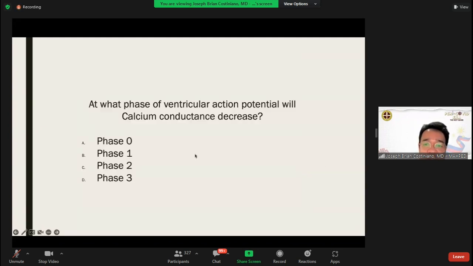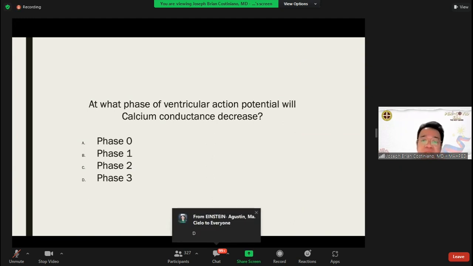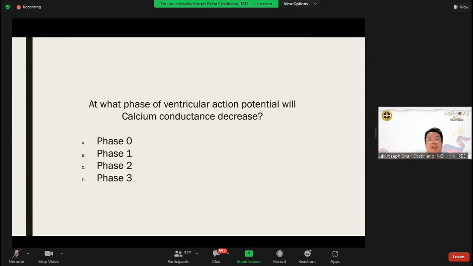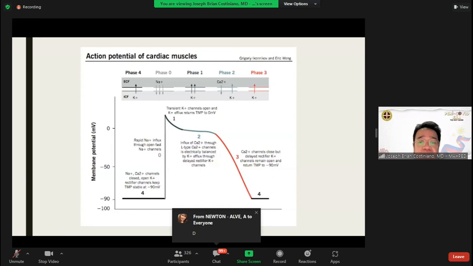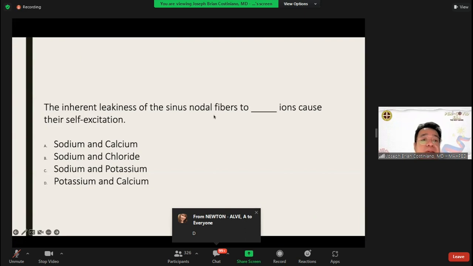Okay, at what phase of the ventricular action potential will calcium conductance decrease? Decrease is what we are asking here. Calcium conductance. Is it phase 0, 1, 2, or 3? Okay, most of you answered letter D, phase 3. And the answer is indeed phase 3. Very good, no? Decreased calcium conductance happens in phase 3.